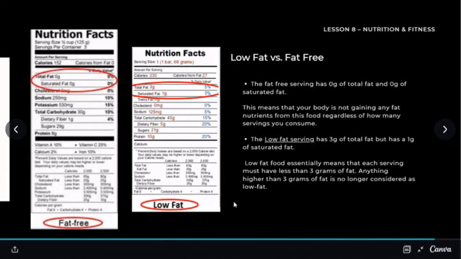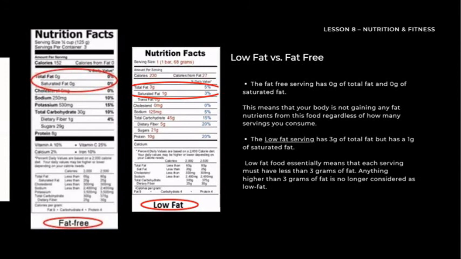Low fat serving has 3 grams of total fat but has 1 gram of saturated fat. Low fat food essentially means that each serving must have 3 grams of fat or less, and anything higher than 3 grams of fat is no longer considered low fat. So you're going to check if the total fat is 3 grams or below. If it is 3 to 1, then that is low fat. But if it is higher than 3, then it is not low fat. So that is how we try to look at the food labels.